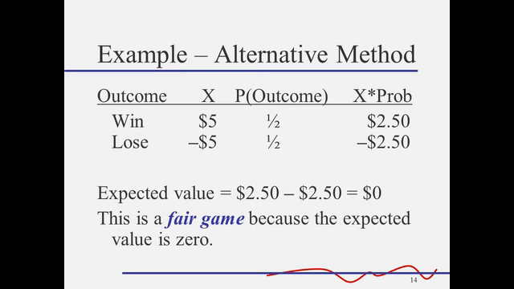Another way to do this problem, especially when we're talking about expected value, is to think about the options of winning versus losing. If you win, you get $5. If you lose, your profit is negative $5. You lose if you roll a 6, and the probability of a 6 is 1/2, so the probability of losing is 1/2. Therefore, the probability of winning is also 1/2. We multiply the values by the probability to get $2.50 and negative $2.50, and we add those together, and again, we get an expected value of $0.